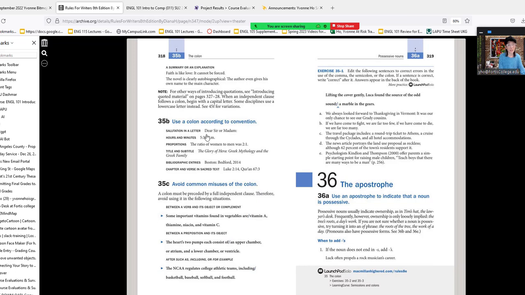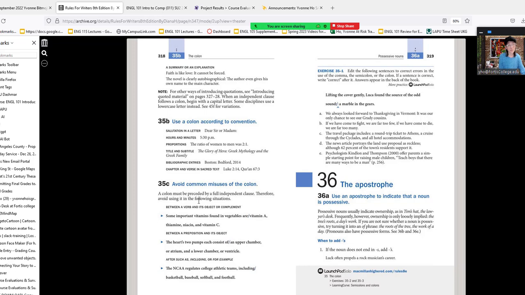Salutation in a letter. Dear Sir or Madame. Hours and minutes. 5:30. Proportions. The ratio of women to men was 2-1. Title and subtitle. The Glory of Hera, colon. Greek mythology and the Greek family. Bibliographic entries. Boston, Bedford, 2014. Chapter and verse in sacred text. Luke 2:14, Quran 67:3. Avoid common misuses of the colon.